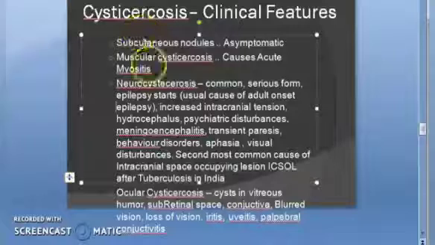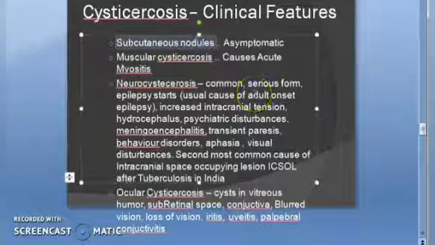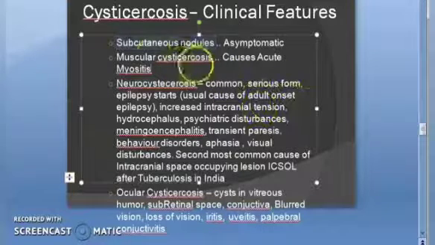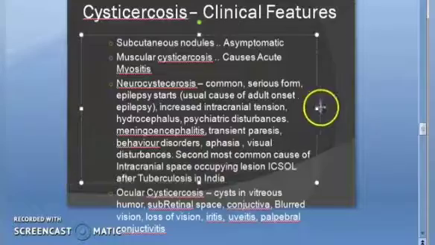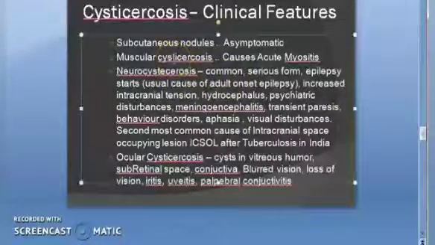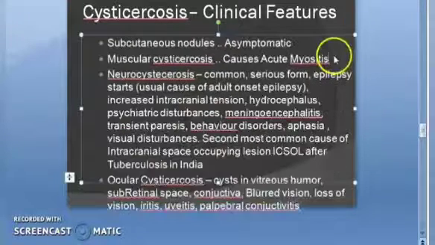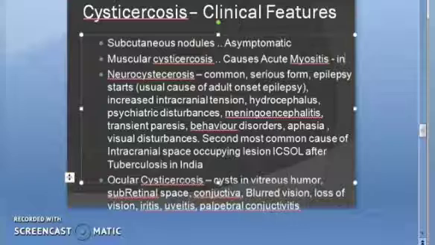So clinical features, guys: subcutaneous nodules. Just now you touched the skin, right? Touch again and see whether subcutaneous nodules are there. No, but they can be there also. They are asymptomatic, okay? Nothing much to worry about there. Then coming to muscles, it affected the muscles, right? In muscles, what will happen? Acute myositis. What is myositis, guys? It's nothing but inflammation of muscle.